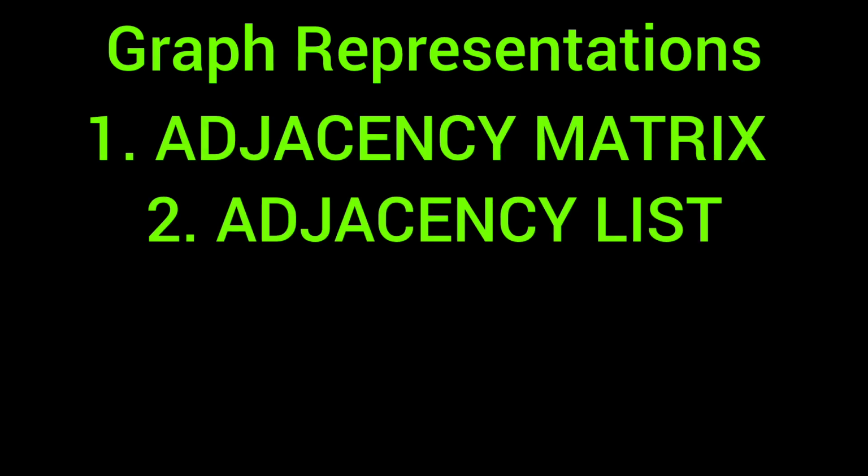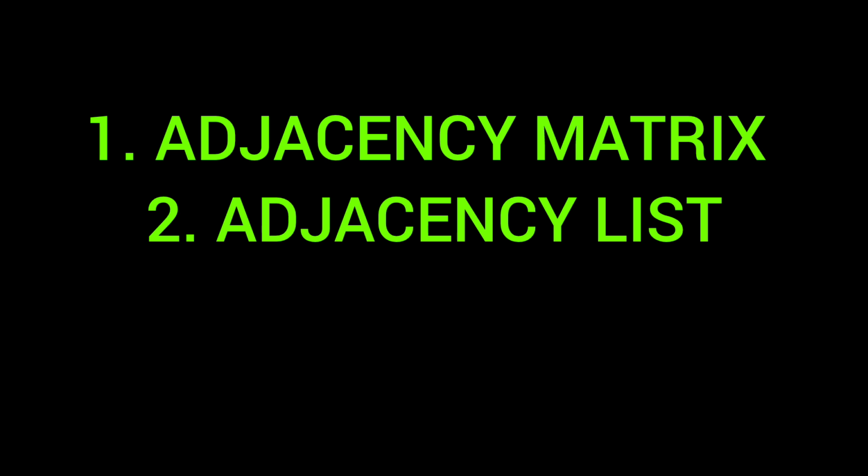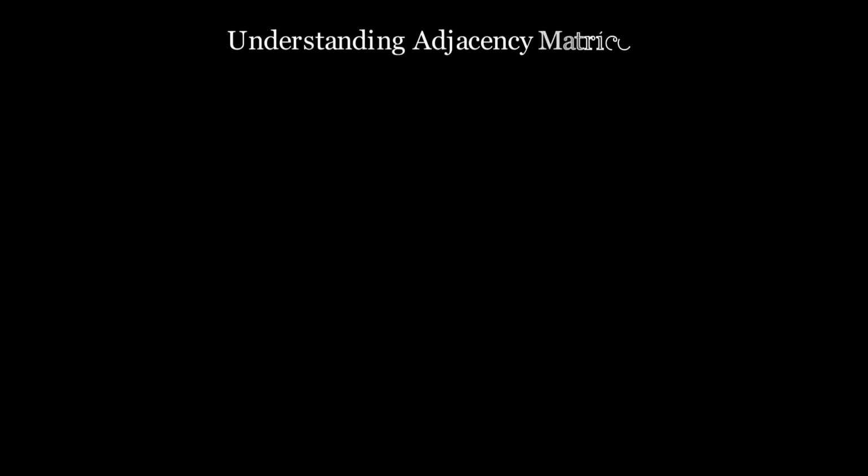Today we are diving into the two most popular ways to represent a graph in programming. Choosing the right one according to the type of graph makes our code run faster. So let's start with the adjacency matrix.